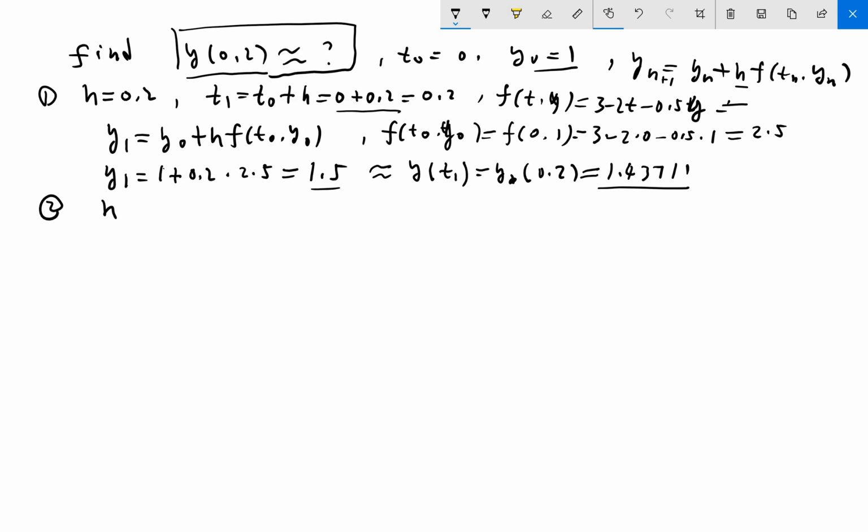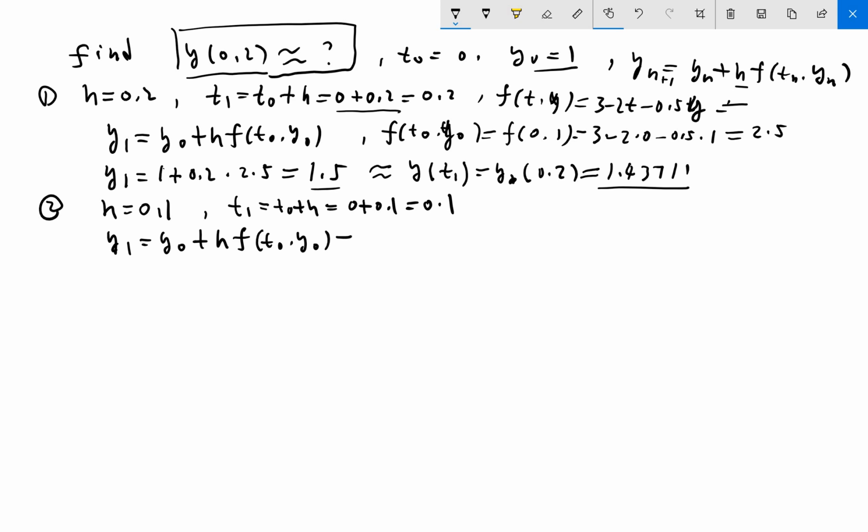This time we let h equal to 0.1. Okay. So what is the t1 here? t0 plus h, which is 0 plus 0.1, so that gives you 0.1. Let's find y1. y1 equals y0 plus h f(t0, y0). Okay, what is y0? Same as before, right? 1 plus, this time h is not 0.2 anymore, it's 0.1, f(t0, y0) is the same, times 2.5.